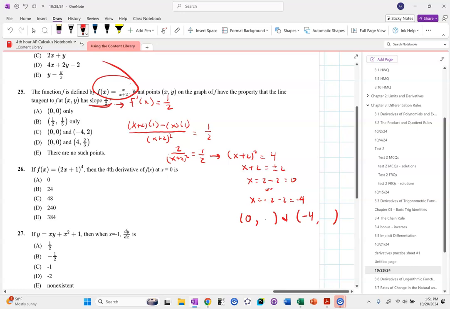So if I plug 0 in, I get 0. If I plug negative 4 in, I get negative 4 over negative 2, which is just 2. So it looks like that one. That feel good? Okay.